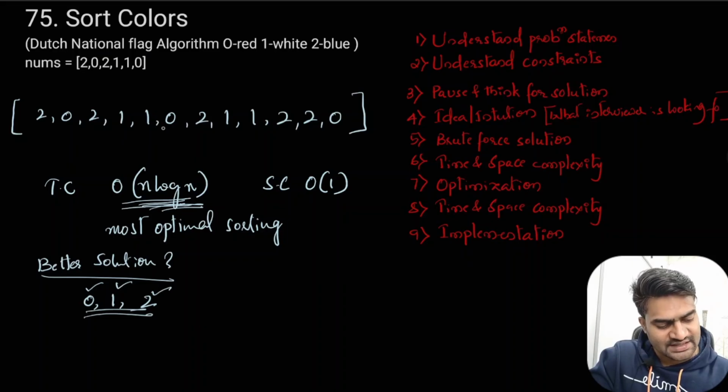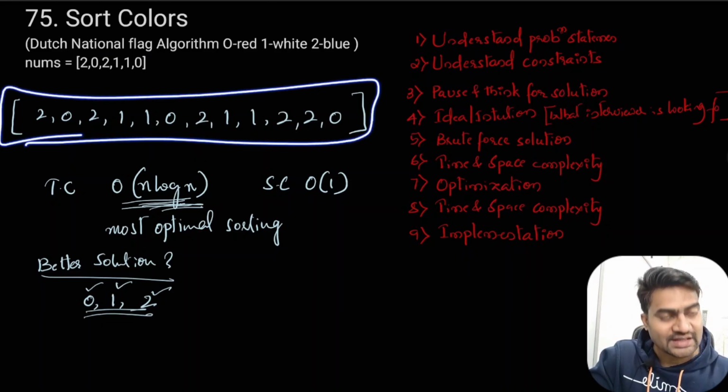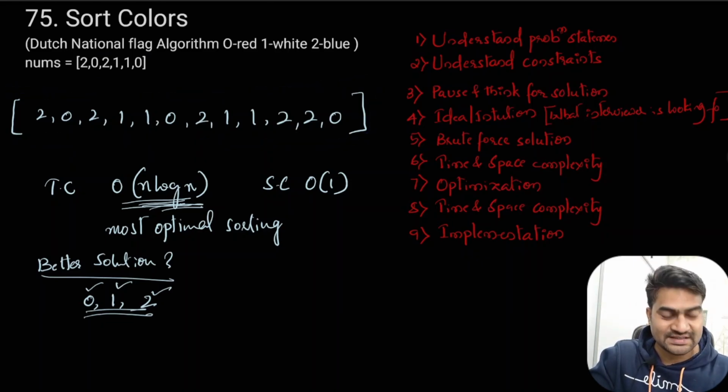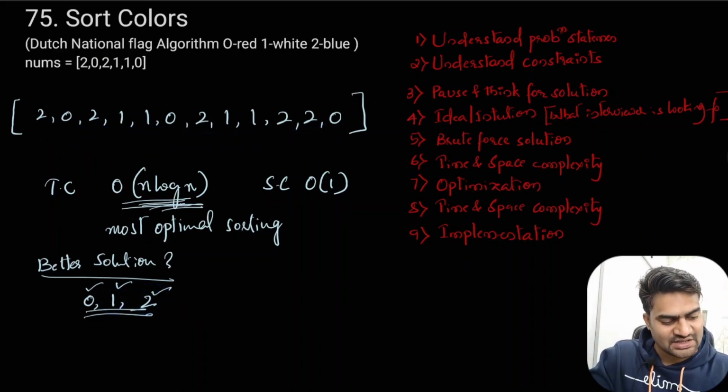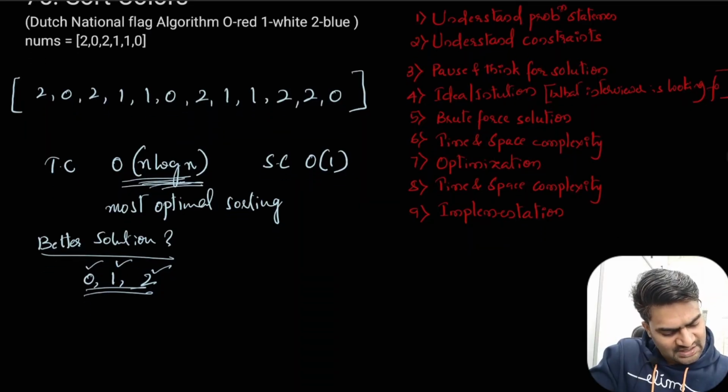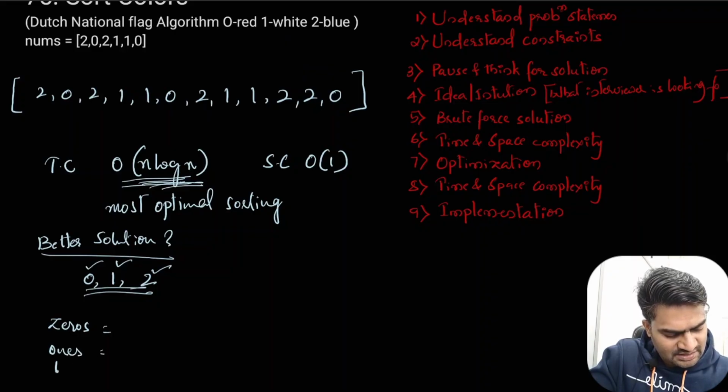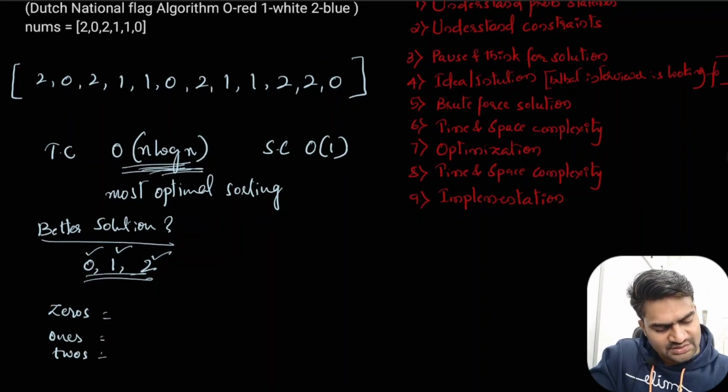So if that is the case, let us consider this particular second example so that our dry run makes much more sense. Now what I will do is simply count how many zeros are there in this particular array, how many 1's are there, how many 2's are there in this array. So with that, I will say zeros, then 1's, then 2's.